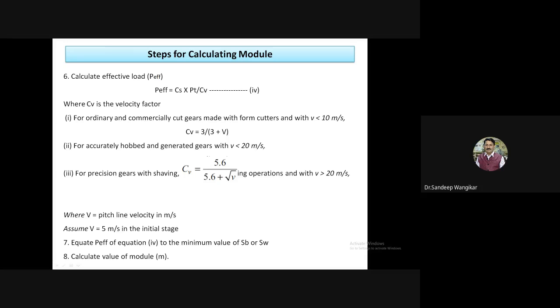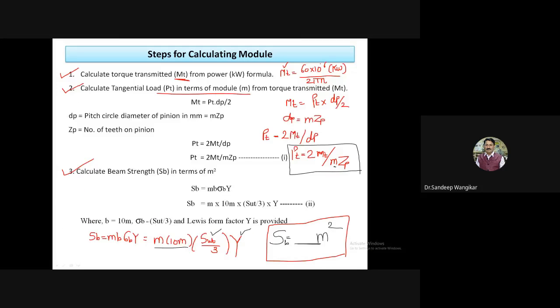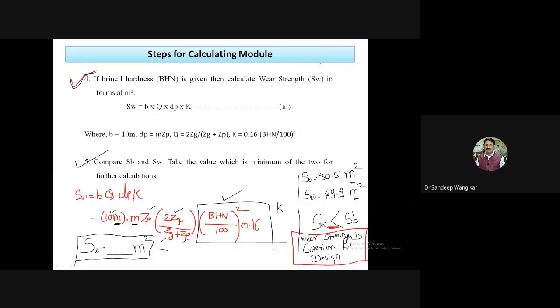Now step number 6, calculation of effective load. We have already discussed that effective load is given by P effective is equal to CS into PT divided by CV. Here CS is based on the problem. CS is given: the maximum permissible torque is 125%, or 150%, of the rated torque. Therefore, we can say that the CS value is 1.25 for 125%, and for 150% the CS value is 1.5. PT we have calculated in terms of module in step number 2.